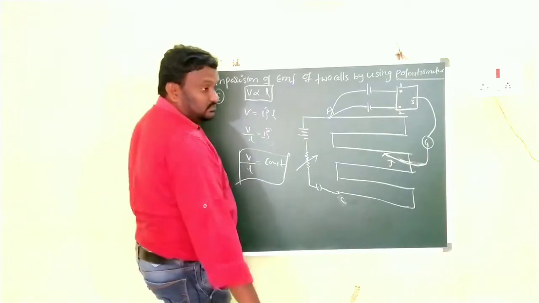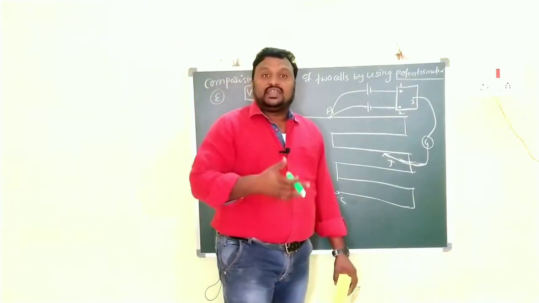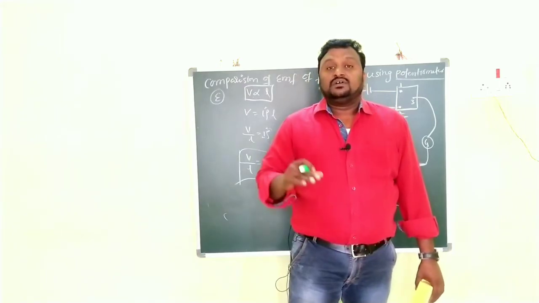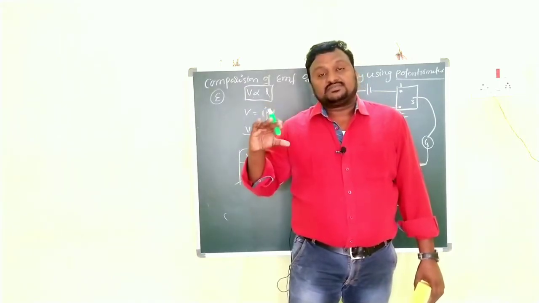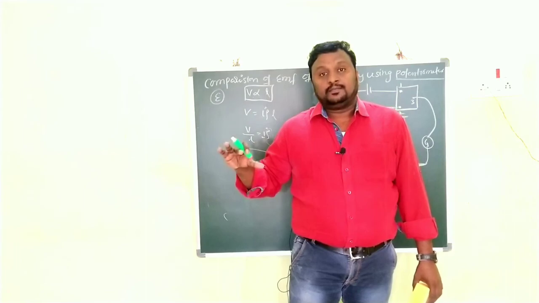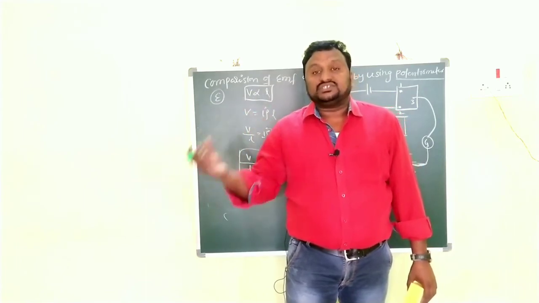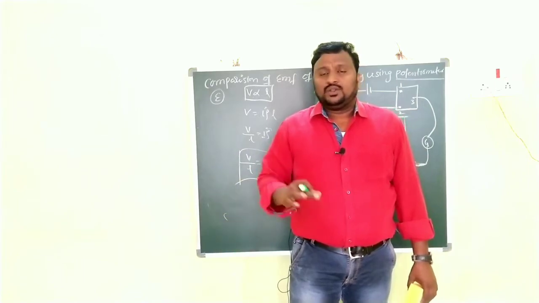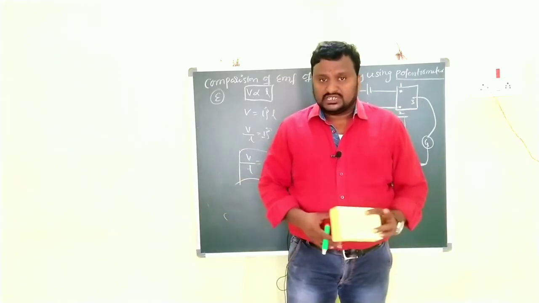That means now we can state the working of a potentiometer simply like this. When a steady current passes through the wire, the potential gradient is constant. The potential gradient is constant. This is also called the working principle of a potentiometer.